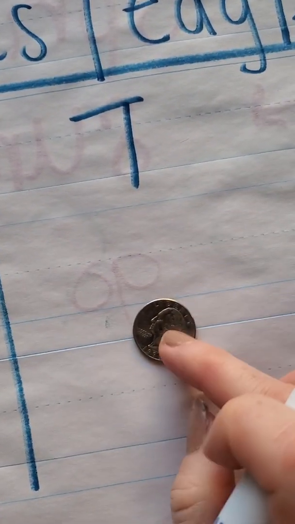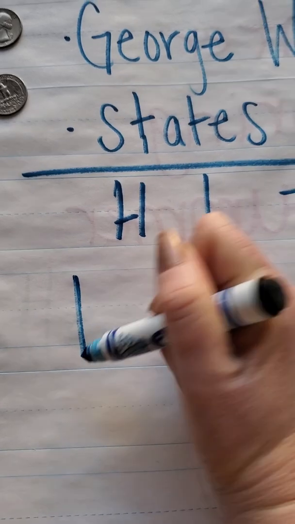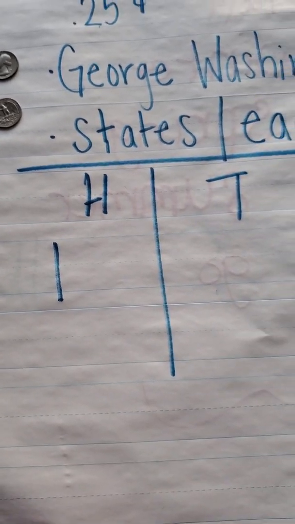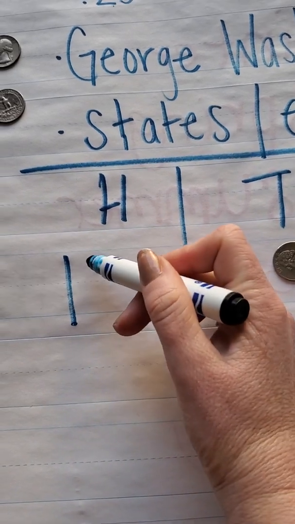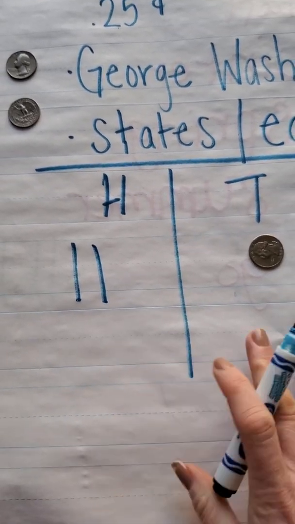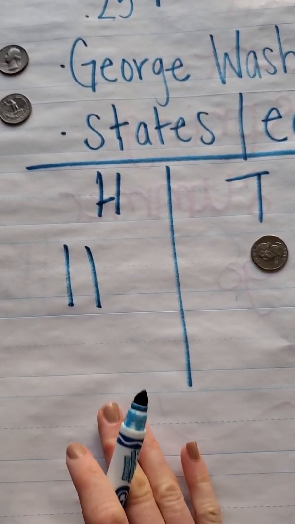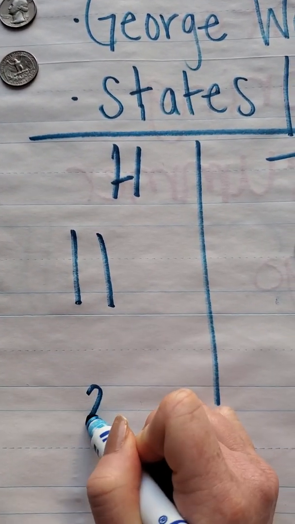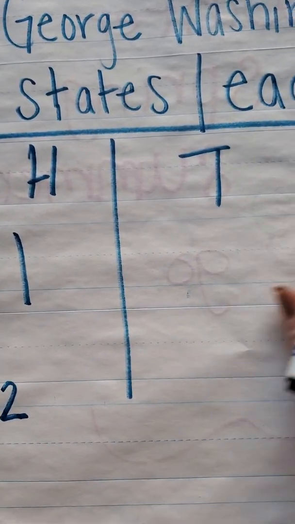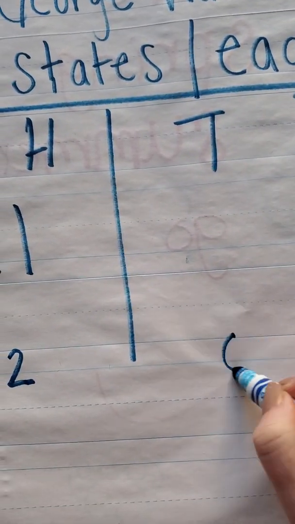Oh, that's George Washington. I know that's a head. You could put a tally. Flip it again. Oh, I got another head. So once you have some of those combinations, you can add up how many heads you had. So Mrs. Ioriatti's would be 2. And right now I didn't have any tails.